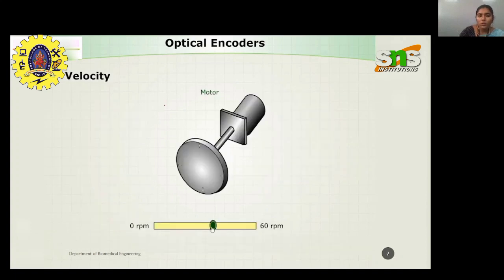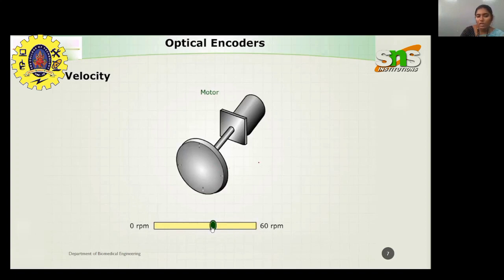And the last one is velocity. Velocity is nothing but the speed of the particular system. Here the given example is a motor. A motor will rotate at a particular speed, that is the rotation per minute, starting from 0 to 60. If you are provided that information, then you can easily identify the velocity of the motor.